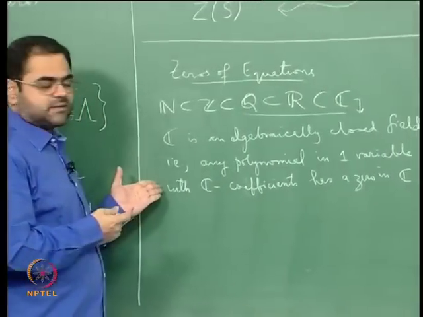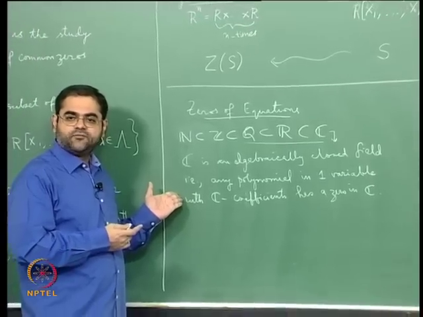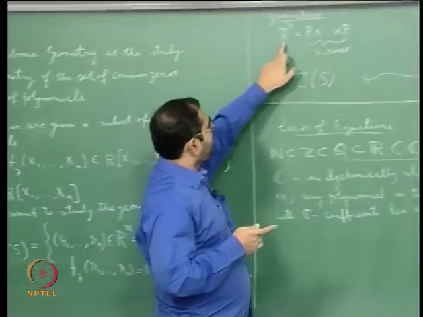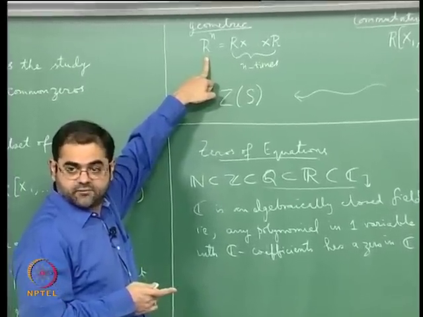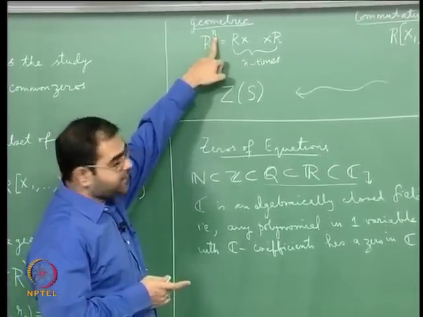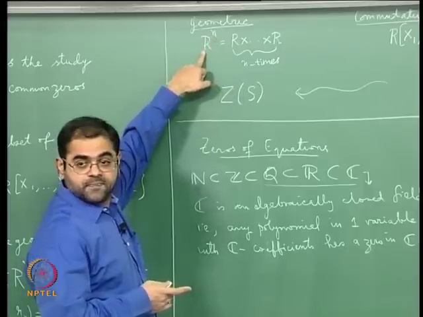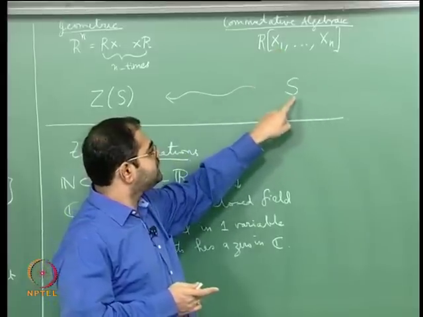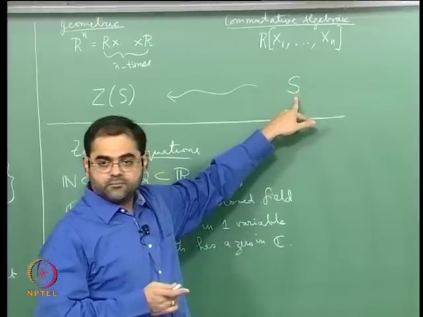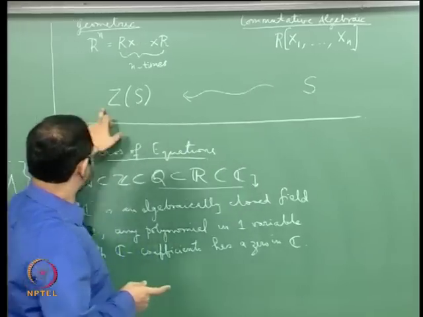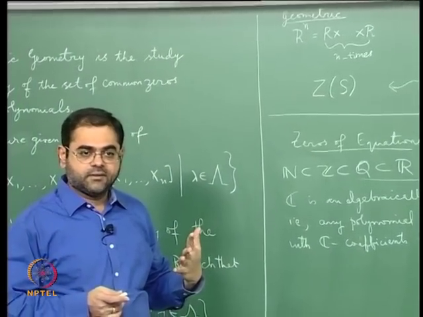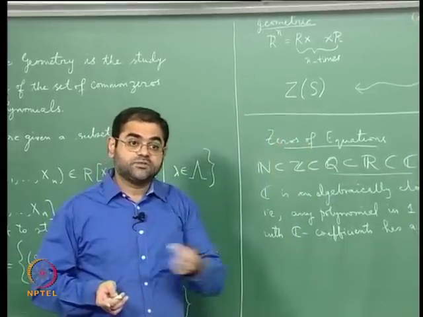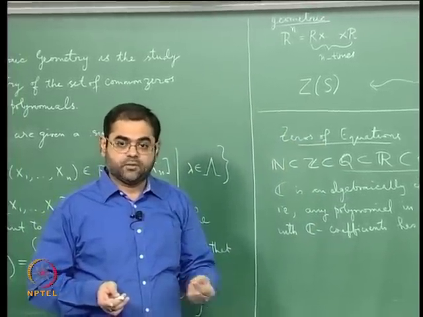So basically, if you go back to our setup, if I take R equal to C, if I take my ring to be C, which is in fact a field, and if I take n equal to 1, then I have C here, and here I will have C of x, the polynomial ring in one variable. If you give me a single polynomial, if the set S is a single polynomial, then the zero set of that is non-empty. In fact, the number of zeros will be equal to the degree of the polynomial, but of course you have to count the zeros with multiplicity.